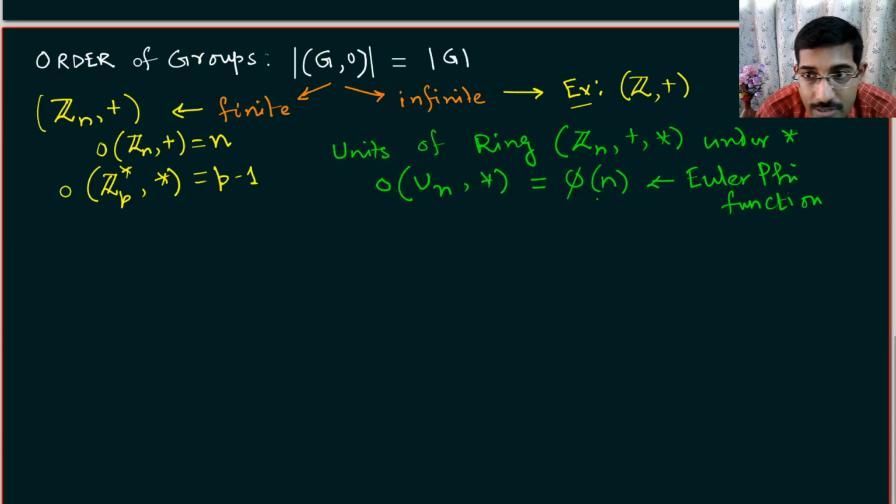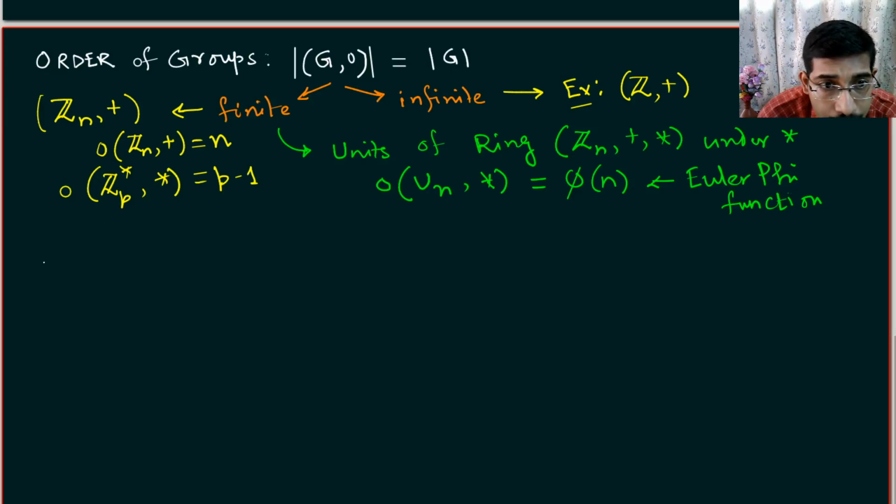This is the number of co-prime numbers with respect to n, that is, the numbers whose GCD with respect to n is 1. We have seen the formula: it is n times (1 minus 1 by p1), (1 minus 1 by p2), and so on, if you can represent n as p1 to the power e1, p2 to the power e2, where p1, p2 are all primes. So these are all examples of finite groups. With that, let us now try to understand some of the basic properties of groups.